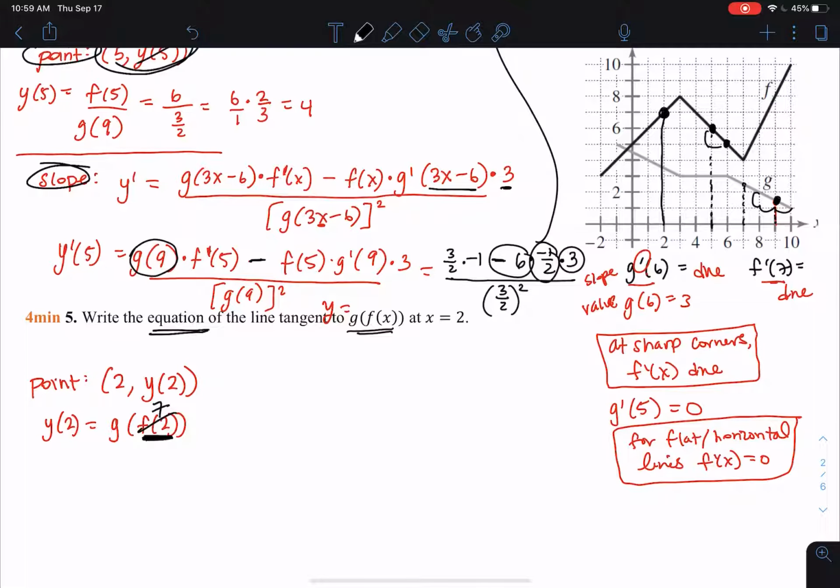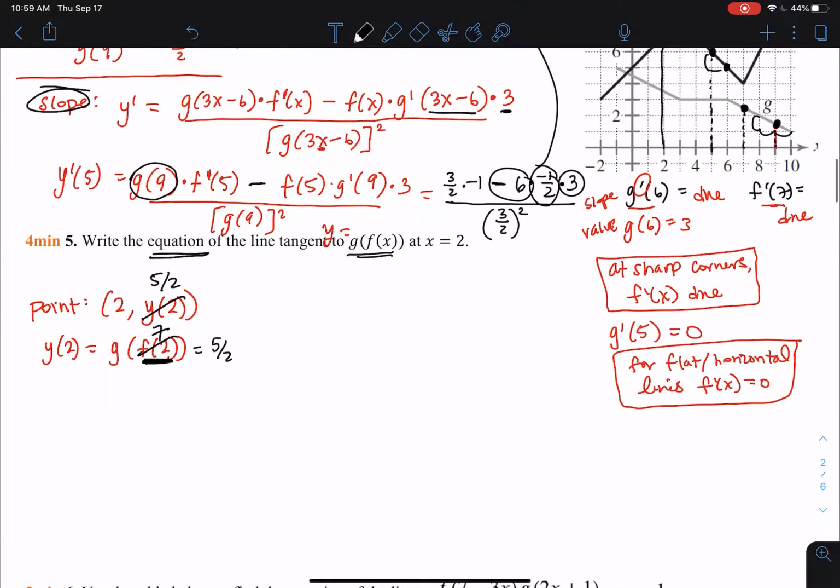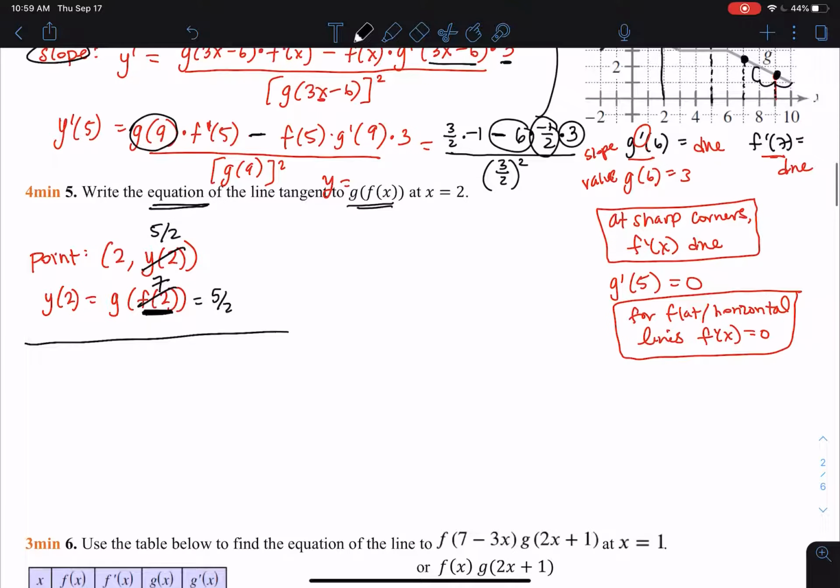Now let's go find what g of 7 is. G of 7 looks to be about 2.5. So g of 7, let's call it 5/2, 2.5. And so we got our x, we got our y. Now we just need our slope. So for our slope, we're finding y prime.